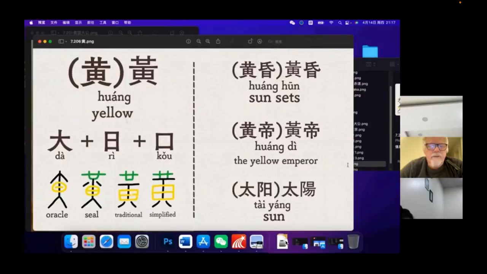If we go back to the seal character, we can see it's still very similar. If we go back to the oracle character, the top part disappears. And we have something that clearly looks like a person with something around his waist. But what is it?